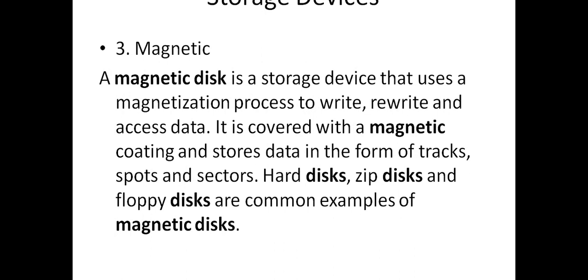Now the third type of storage is magnetic storage. Magnetic storage is a storage device that uses a magnetization process to write, rewrite and access data. These days we are not using magnetic disks because these are the cheapest type of drives.